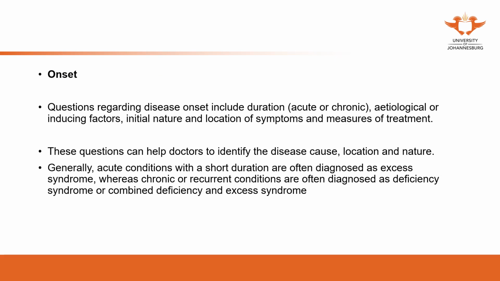Here is the onset. So you can go through these slides. The onset can help us to identify the cause, location, and nature. Acute conditions with short duration are diagnosed as excess. Chronic recurrence is often diagnosed as deficiency. These are not 100%, but just give you a clue.